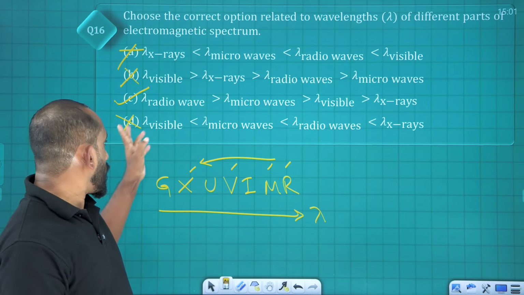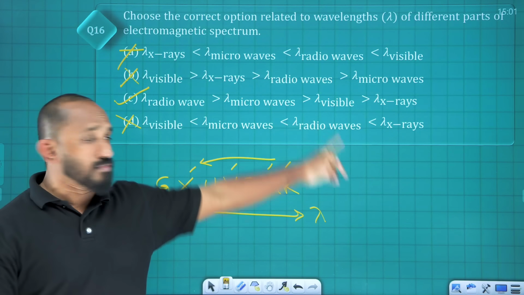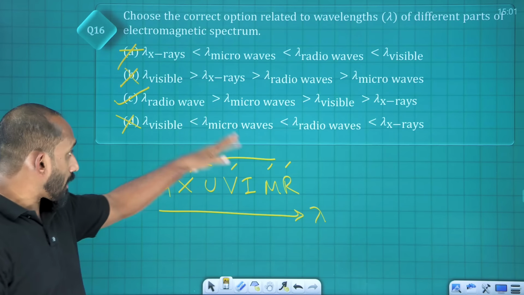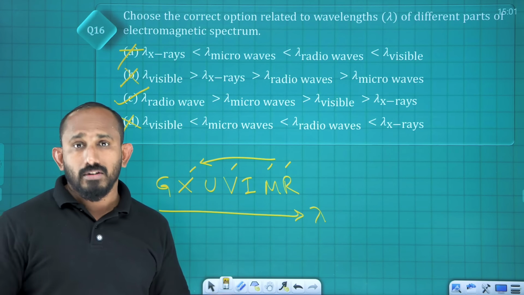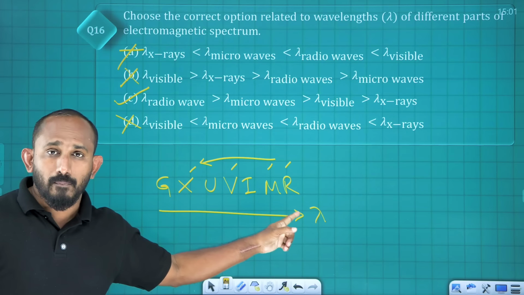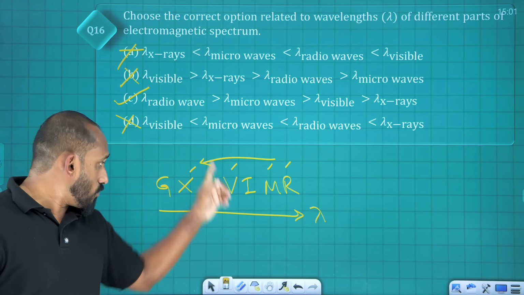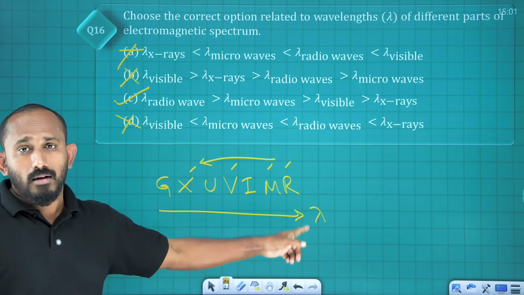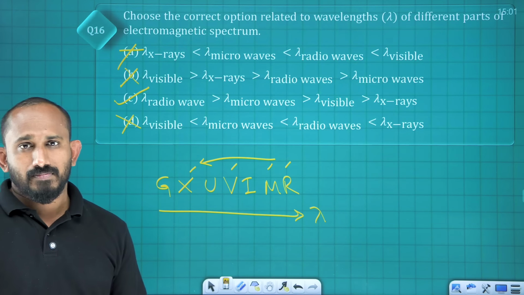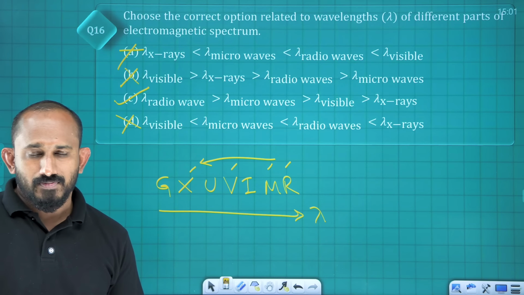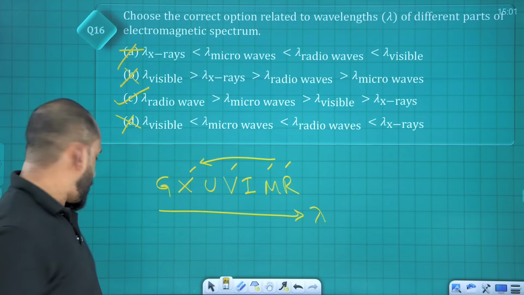This is the descending order of the wavelengths given there: radio, micro, visible and X-rays. So, whenever this question comes, please keep in mind this order. G, X, U, V, I, M, R is the ascending order of the wavelength. Hope you got it. Next question, let's see.